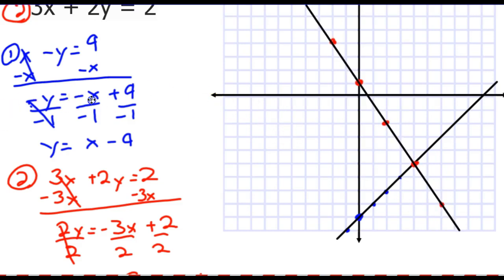Now where our lines cross, that's where our solution is to this system. So it looks to me like they cross here, and that point is over 1, 2, 3, and down 1, 2, 3, 4, 5. So our solution is 3, negative 5.